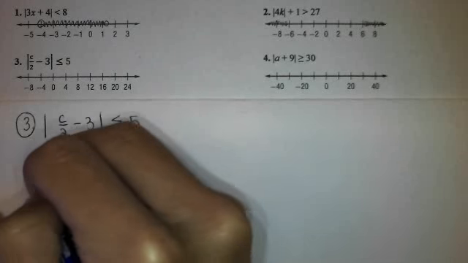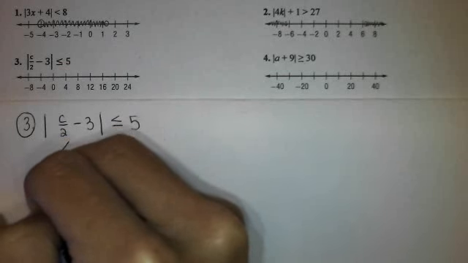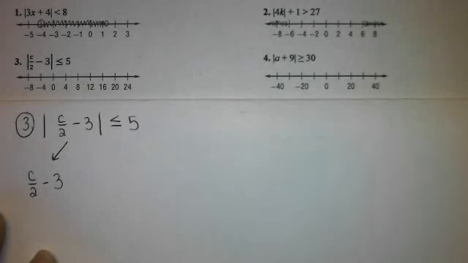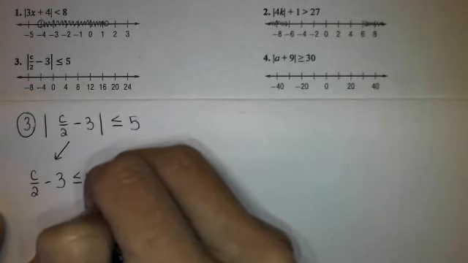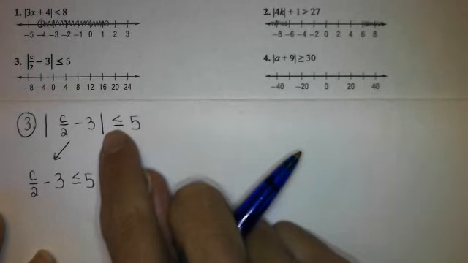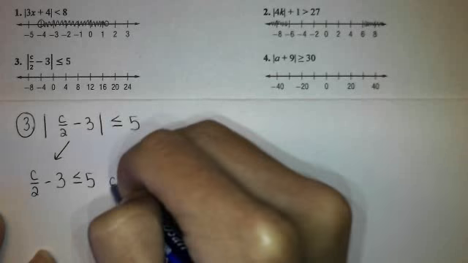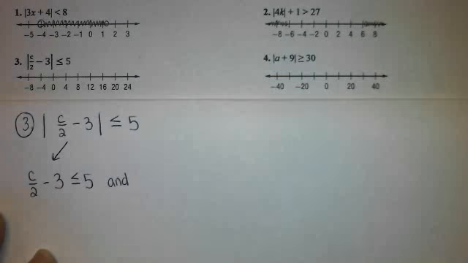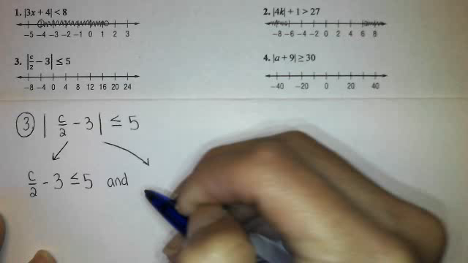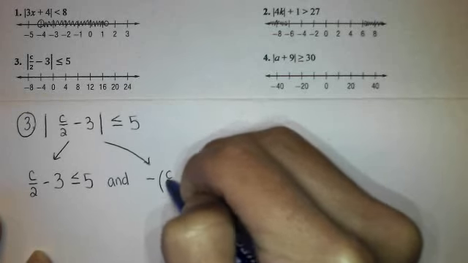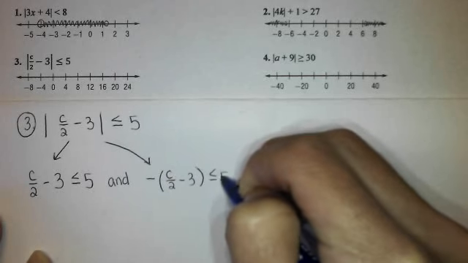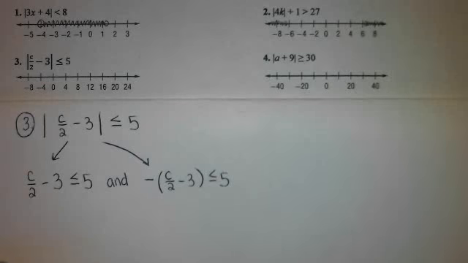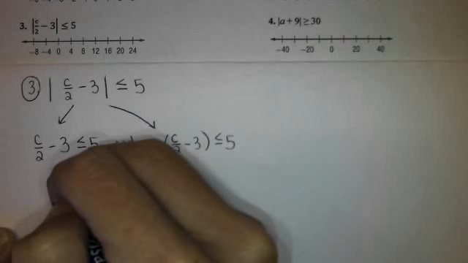So case number 1, just write your expression as is. c over 2 minus 3 is less than or equal to 5. Look at the symbol. It's a less than, which is an AND statement. Our second case, our negative case, will be the negative of c over 2 minus 3 is less than or equal to 5. All right, so for case 1, we're a 2-stepper.